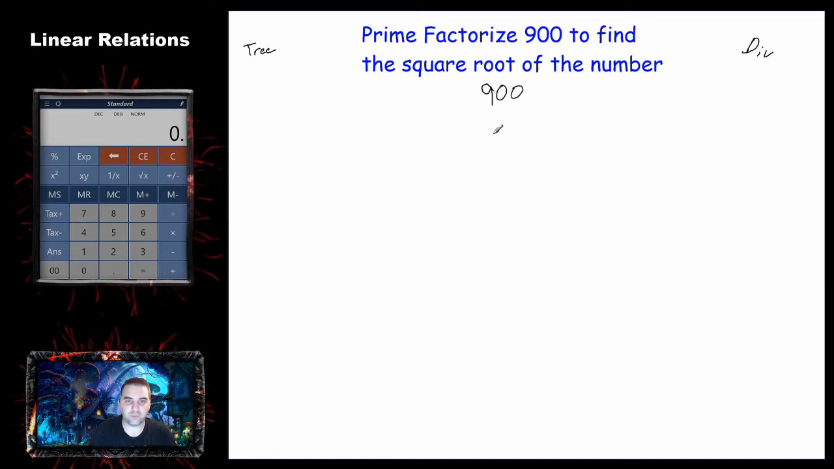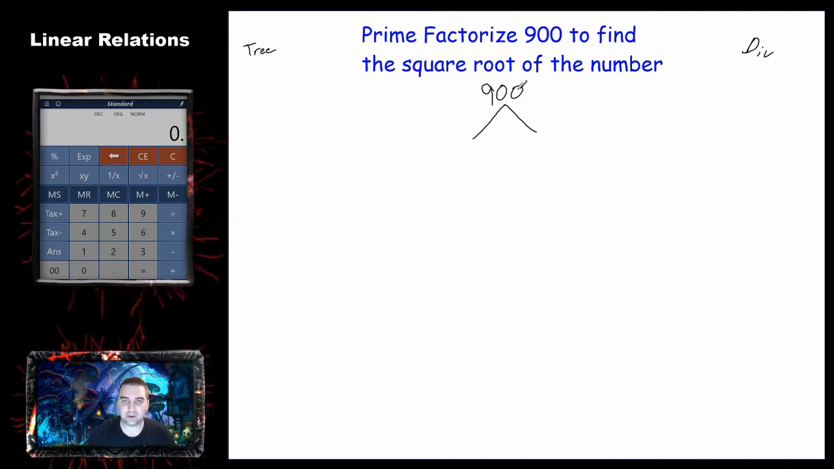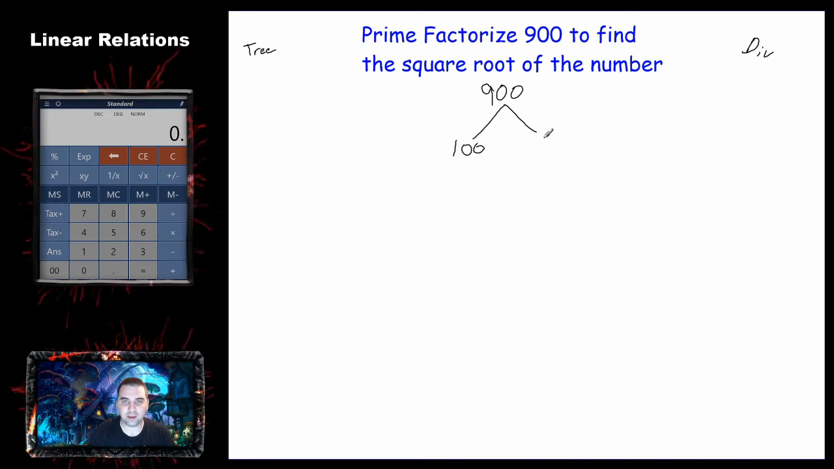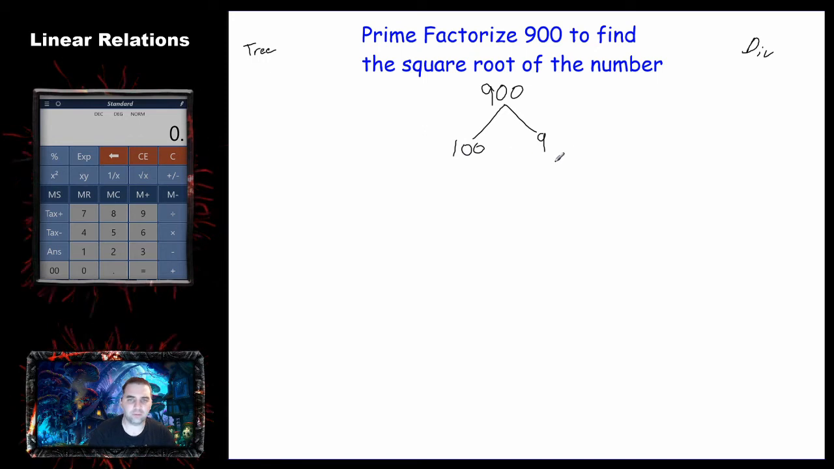I'm going to start off with my number of 900, and I'm already looking at that, and I know because of zeros that I can break it down into 10 and 100. So I can actually break that down into 100 times 9. Okay? I could do that, or I could do 10 times 90, or I don't know. There's a lot of different options here. Let's start with the 100 side here.